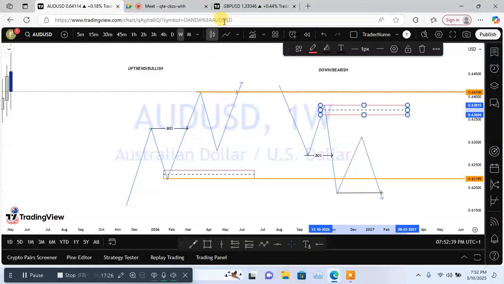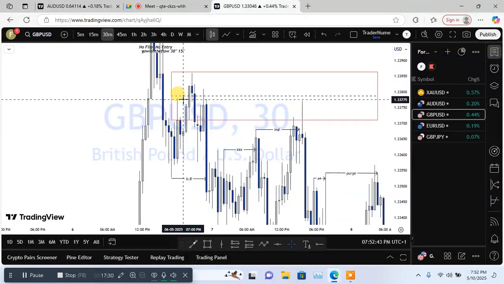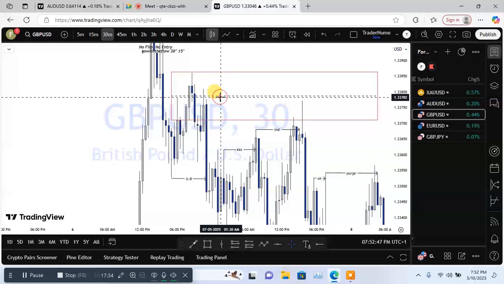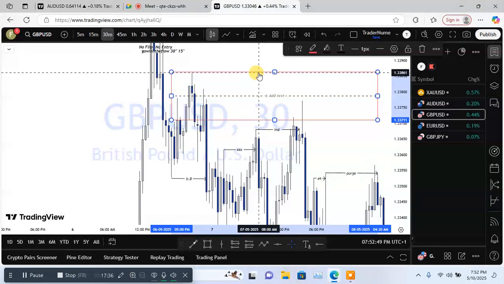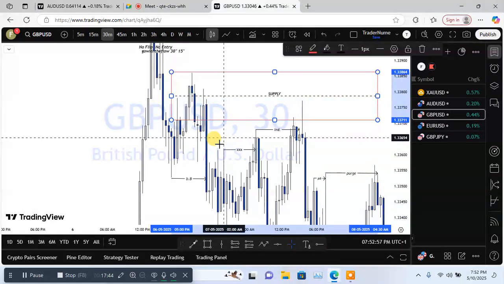Thank you very much. So this is the supply zone. Let me mark this as the supply zone. This is the supply zone. So it is expected that price should not pass this place after every break of structure to the downside.